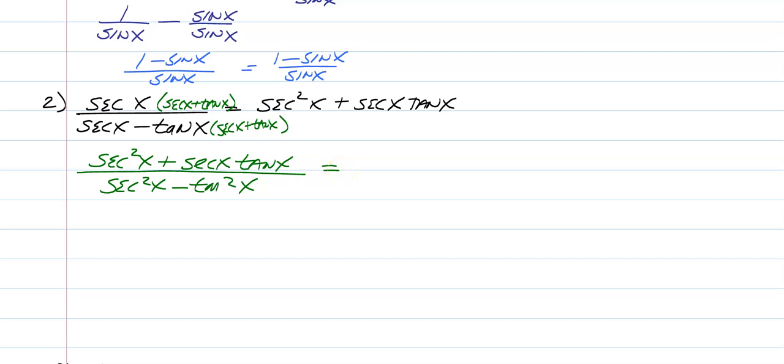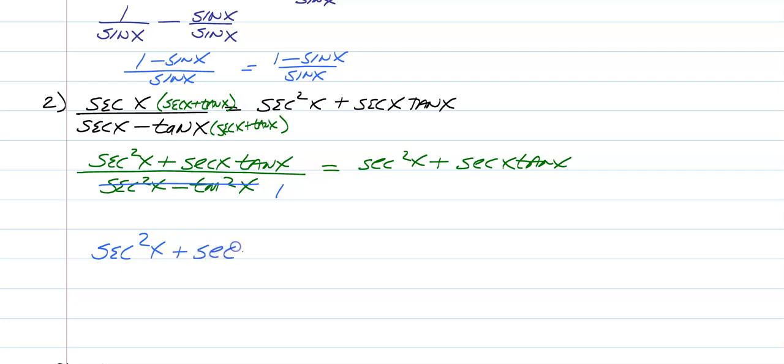Now, of course, that's still equal to secant squared x plus secant x tangent x. And again, secant squared x minus tangent squared x is a Pythagorean identity, and that gives you 1. So now that's gone. Your denominator is over with. So you are just already finished.